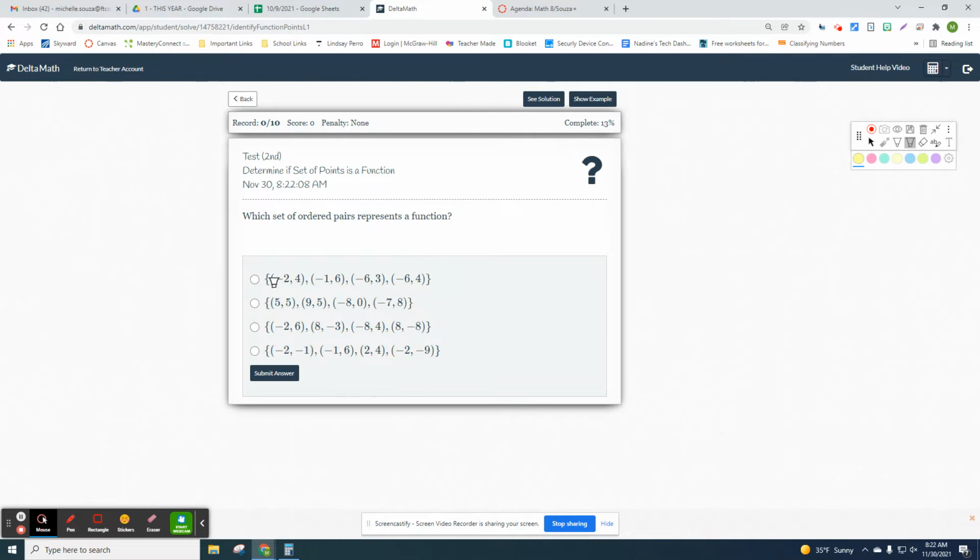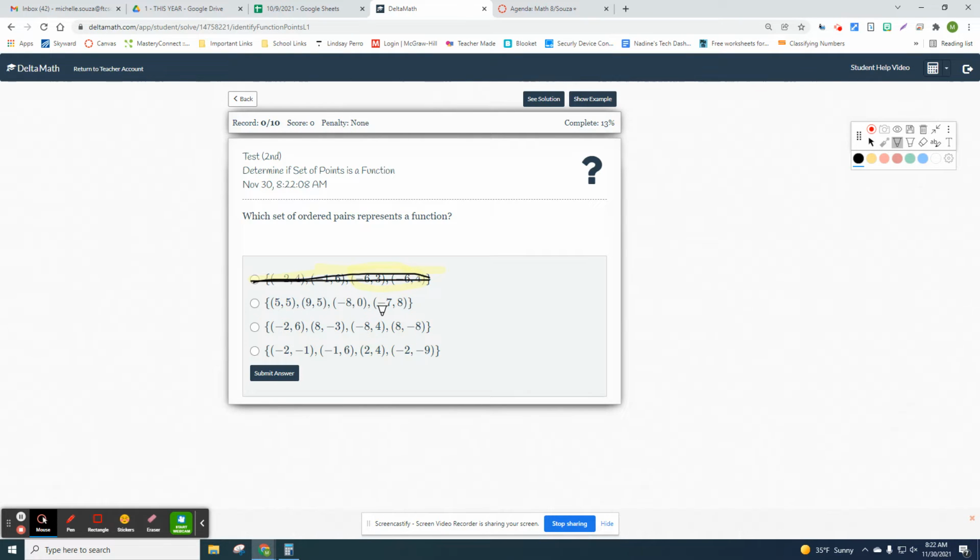So if we go through, we have (-2, -1), (-6, ...) and (-6, ...). This one has a -6, and this one has a -6. And our y's, this one's a 3, and this is a 4. So right here makes this not a function. Well, it says which ordered pairs represents a function. So it's not going to be this one, because -6 has an output of 3 and an output of 4, and that's not possible.